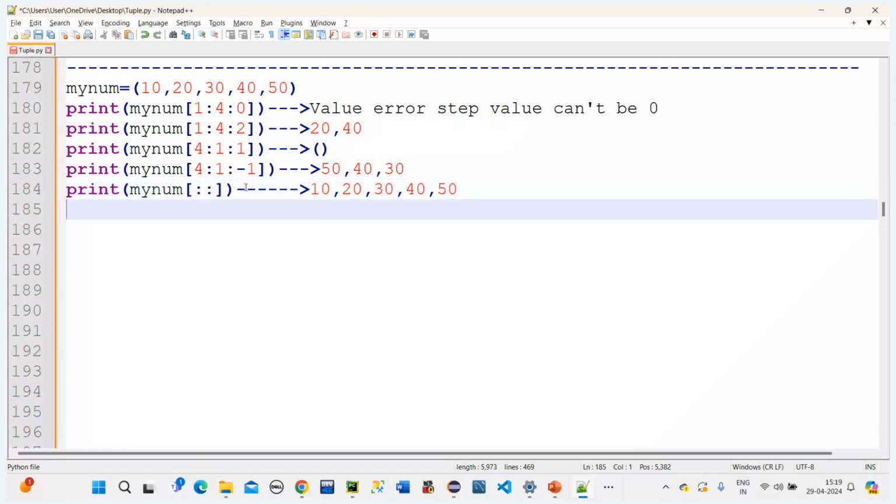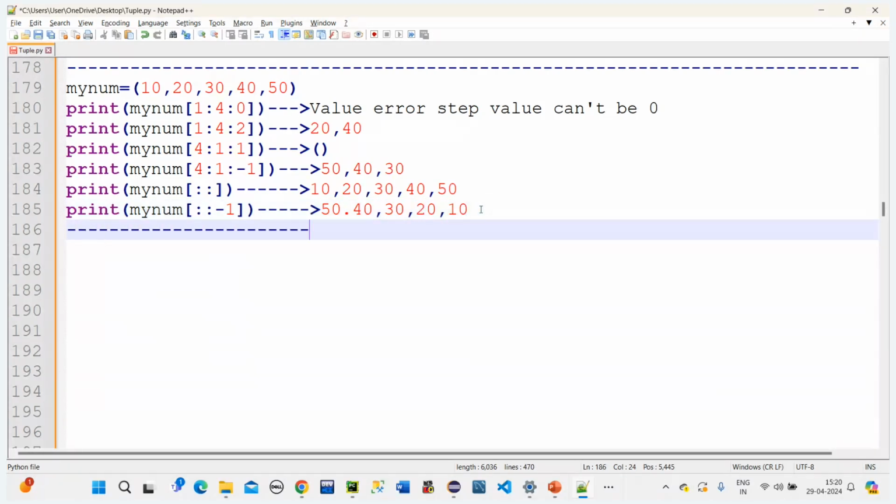Yes. And this one, if I'm making it as -1, and here nothing is there, and here also nothing is there. So starting and ending I'm not given anything. So by default it will take what? Starting is from 0, ending is still the length of this. And as it is -1, it will reverse the elements, reverse the order. So now what will be the output here? The output is 50, 40, 30, 20, and then 10.